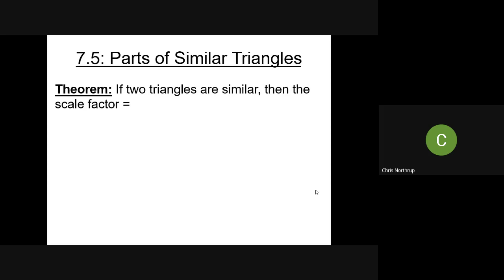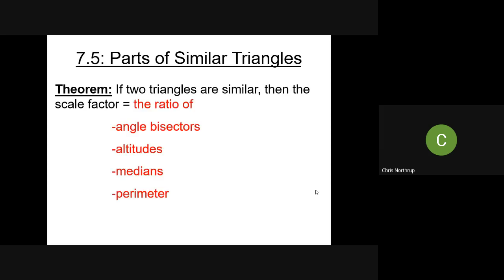It's the relative size of two similar polygons. If I'm looking at two triangles, if I know that they're similar, then that scale factor is also going to tell me the ratio of angle bisectors, altitudes, medians, and also the perimeter. So if I have the scale factor, I can make that equal the ratio of angle bisector to angle bisector, or the ratio of altitude to altitude, or a ratio of median to median. Another thing, we can make it equal to the ratio of perimeters.